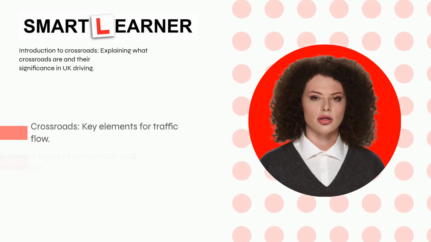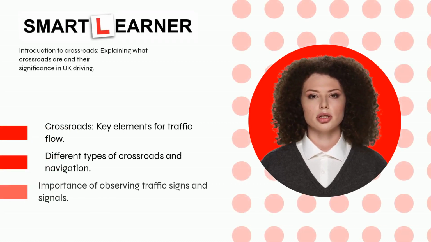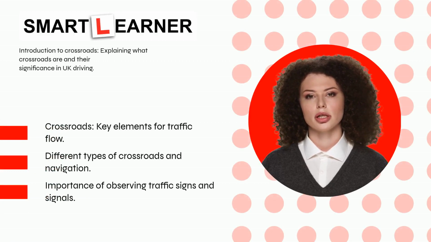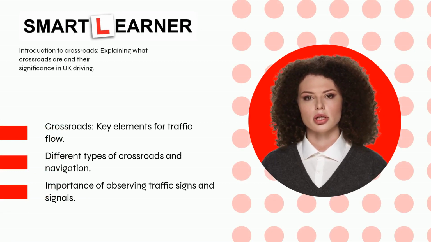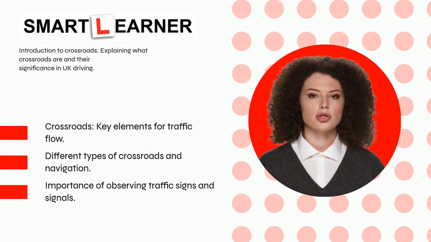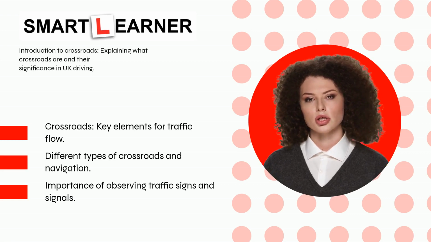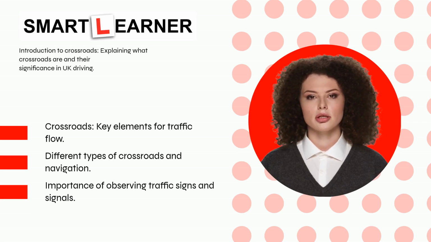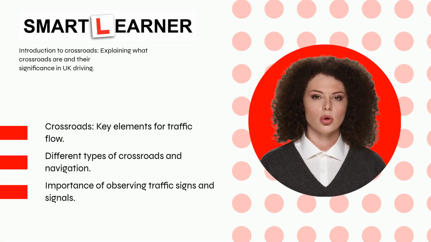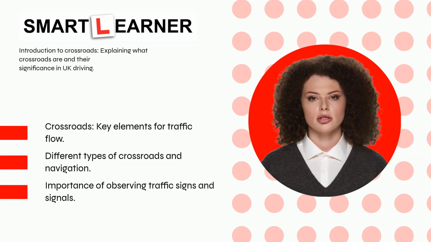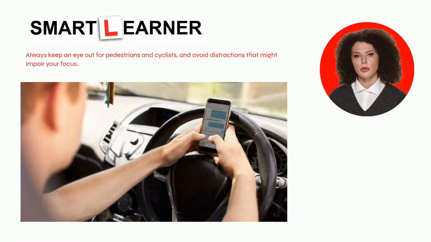Crossroads are key elements in driving, where two or more roads meet. They play a vital role in maintaining traffic flow and ensuring road safety. In this video, we will explore the different types of crossroads, how to approach and navigate them correctly, and the importance of observing traffic signs and signals. By understanding the rules and techniques for crossing at these junctions, you'll become a more confident and competent driver on the roads. Always keep an eye out for pedestrians and cyclists, and avoid distractions that might impair your focus.